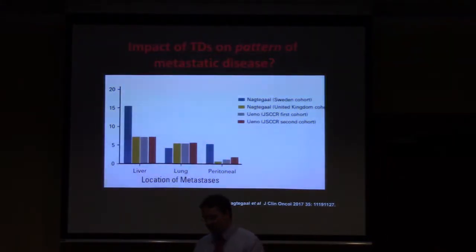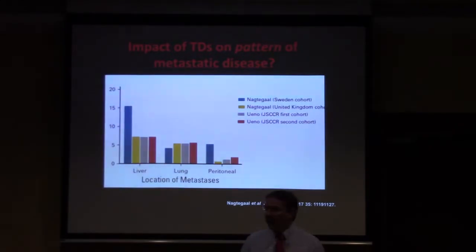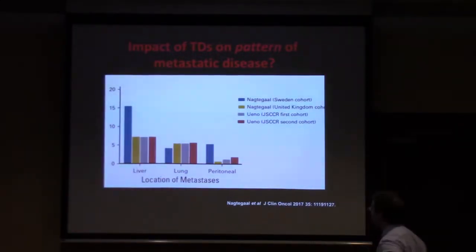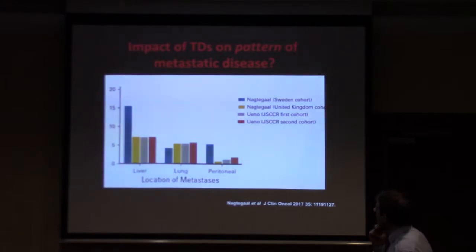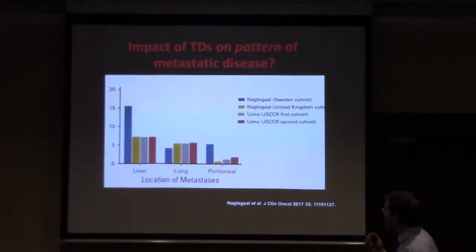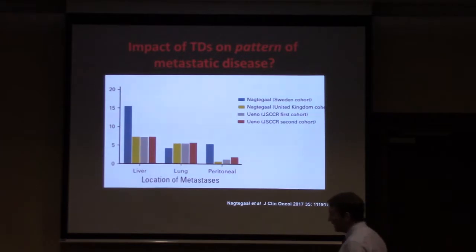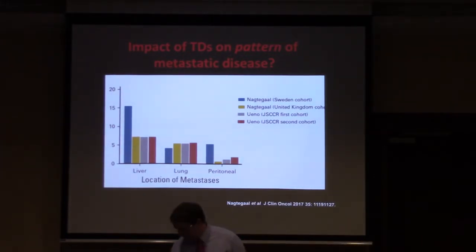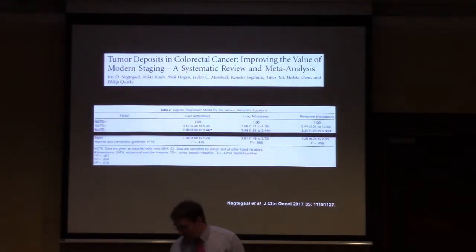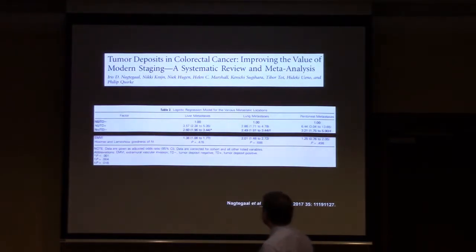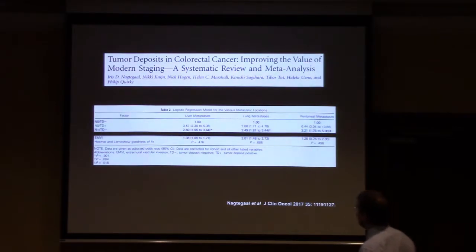So based on that evidence, this meta-analysis found 4 series of patients, 2 from Japan, 1 from the UK, 1 from Sweden, where there was detailed information on the nature of the recurrent disease. And they looked at the significance of tumour deposits on the recurrent disease. So I'll leave this up for a little bit to try and digest it.